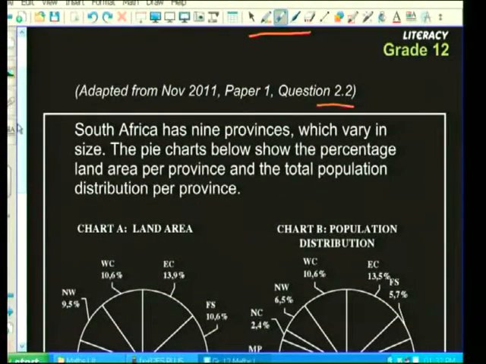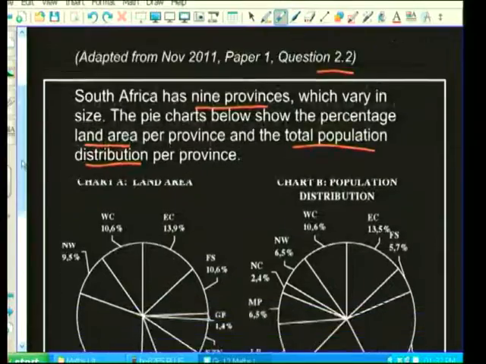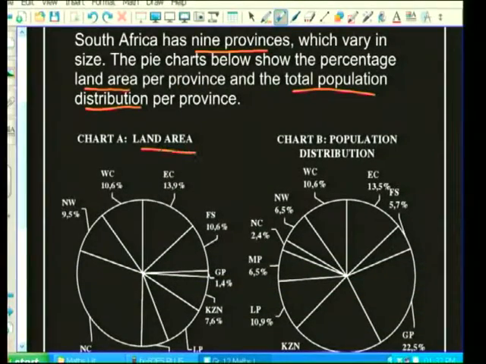South Africa has 9 provinces, which vary in size. The pie charts below show the percentage of land area per province and the total population distribution per province. So what are they showing us? This is the land area. That is how much of the whole of South Africa each province takes up in land.